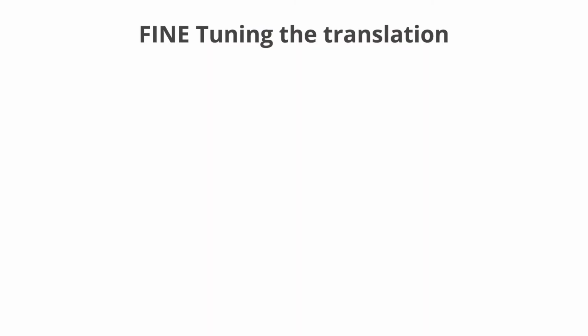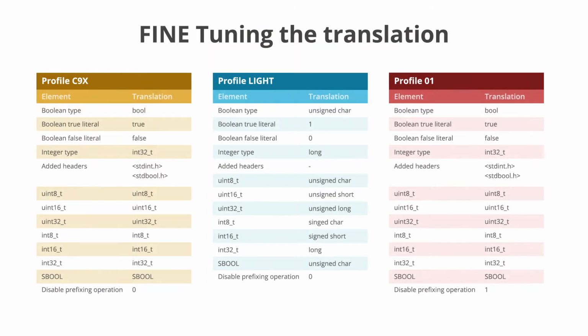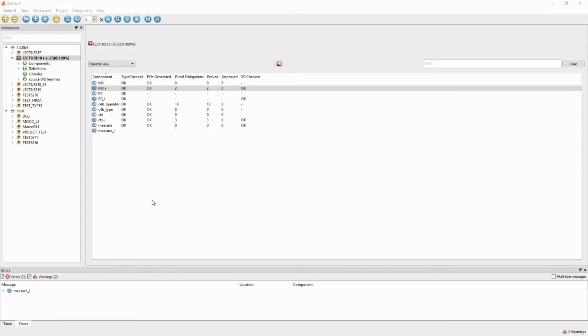Generic code generator gives generic code. To adapt to diverse coding rules, several translation profiles are available: C90, Light, and 01. There is also a profile called Project, where you can define your own preferences. Do not mix translation profiles among your components, or you are likely to get compilation errors. In this example, we are going to see how to fine-tune the code generation.